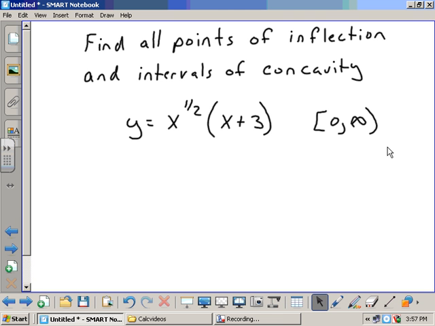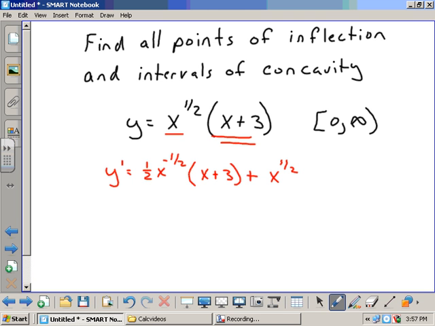Okay, so we know to find inflection points where concavity changes is by taking the second derivative and setting it equal to 0. We then must also verify that there is a change in concavity at those values. So first derivative, required to use the product rule. So derivative of x to the 1/2, x to the negative 1/2, times the second part, plus x to the 1/2 times the derivative of the second part, which is just 1.